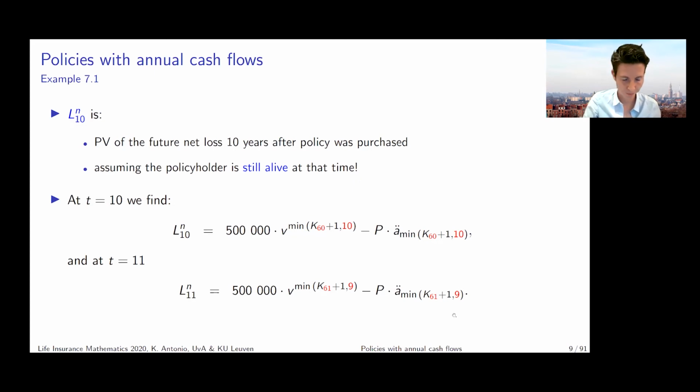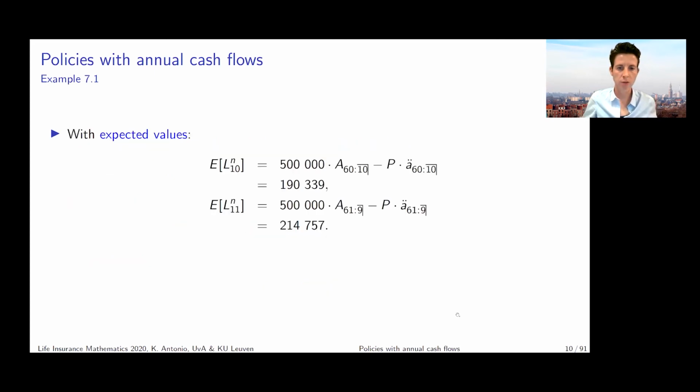What happens if we're going to calculate the expected values? Well, we know how to do that because it relies on the actuarial valuation as we've been discussing it so far. So I get then in my first line 500,000 times the EPV of a 10-year endowment insurance issued to a 60-year-old minus P times the EPV of an annuity due issued to a 60-year-old with duration 10. And here I've got something similar, but now my policyholder is 61 years old and the remaining duration is 9 years. I can do the numerical calculations and I retrieve the following values.